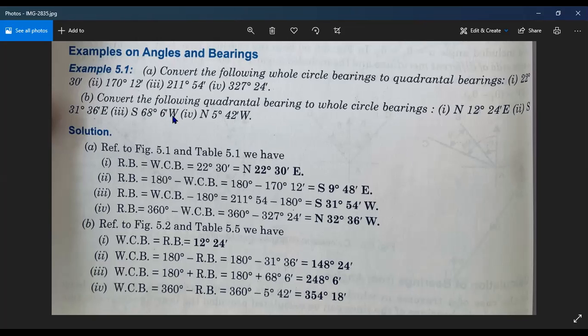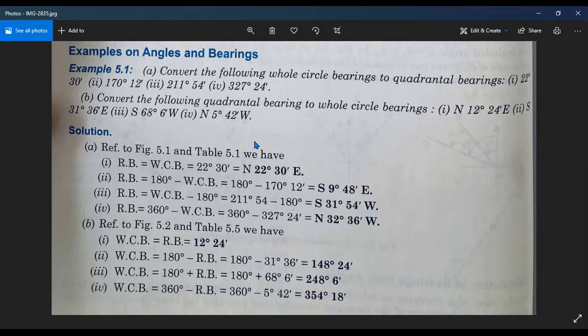Next, the fourth one, you have north 5 degrees 42 minutes west. That means fourth quadrant, the northwest quadrant. Okay, from 360 degrees, deduct 5 degrees 42 minutes. You will get the whole circle bearing of that line, that is 354 degrees 18 minutes.